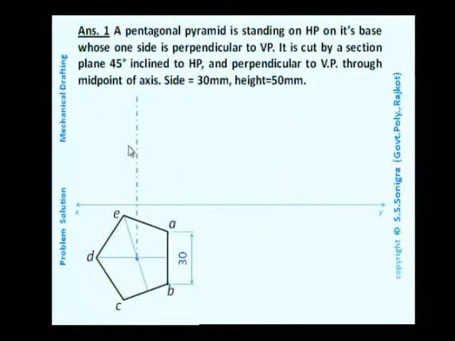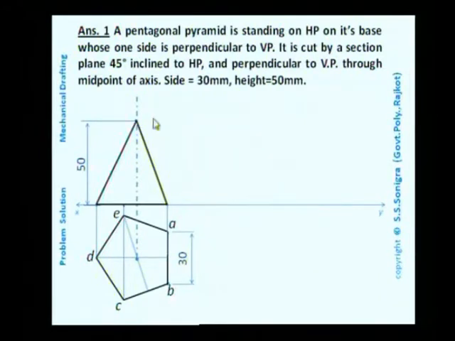So from that point draw an axis or center line. After that, height is given, that is 50 mm. So at a distance of 50 mm from the XY line, mark a point on the axis. This is the apex point of the given pentagonal pyramid. Now take projections from this end. Projections from A and B will be on the same vertical line, projections from points C and E will be on the same vertical line, and the projection line from point D will cut the XY line at three points.